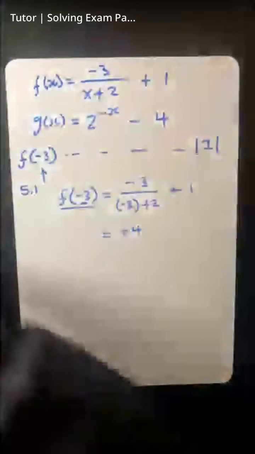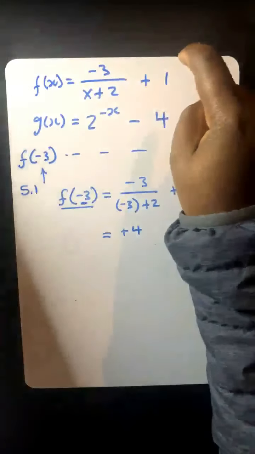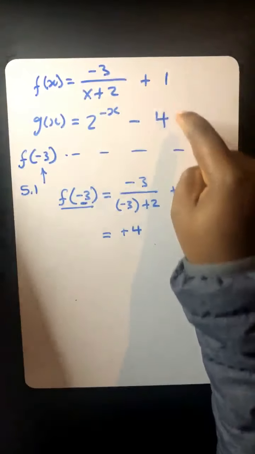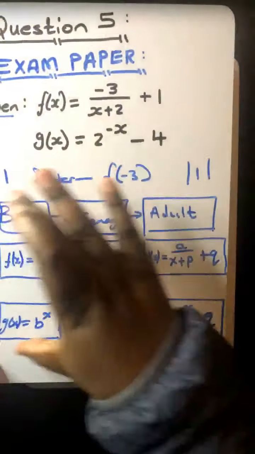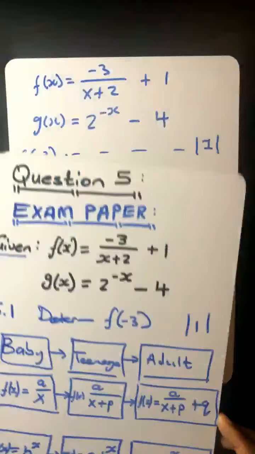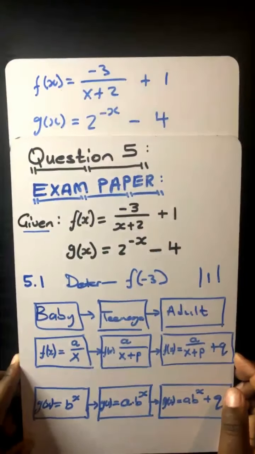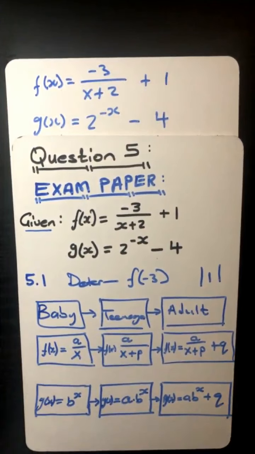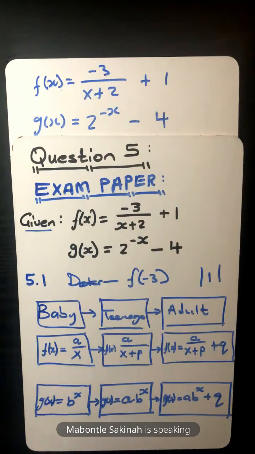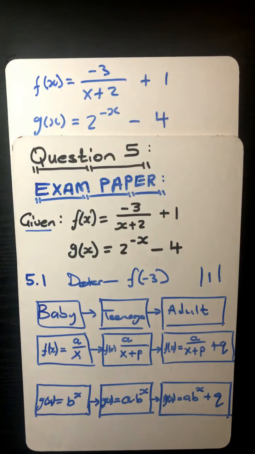Okay, 100%. So, guys, just before I forget, at what stage are those formulas, based on these stages that I've told you guys about? Is it at a baby stage, at a teenage stage, or at an adult stage? The f of x is at the stage of an adult, then g of x is at the stage of the... I think it's a teenager. Okay, thanks for that input.